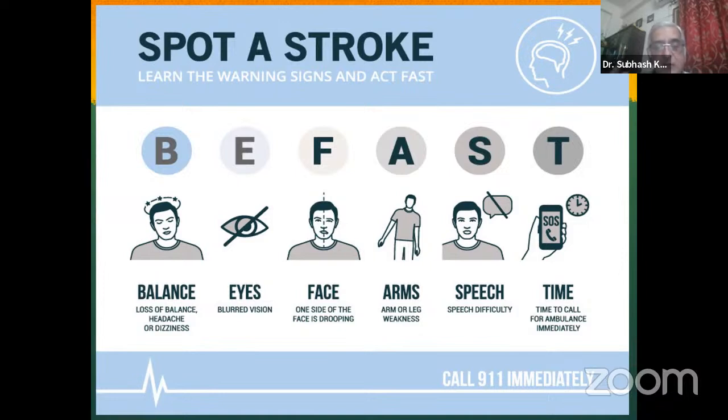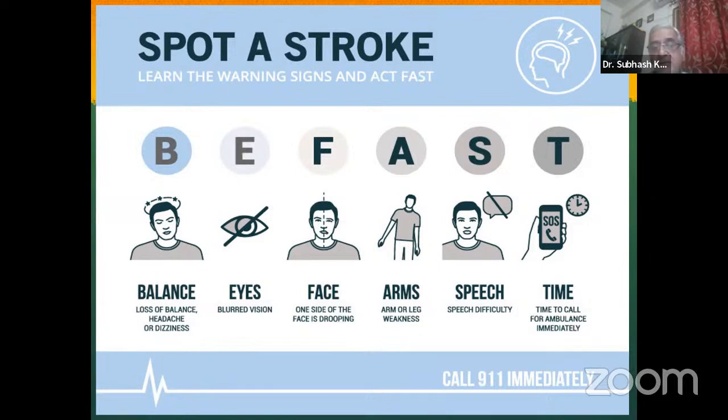When he will smile, the droop of the face will come out. Is there any weakness in his arms or leg? For checking the weakness in the arms, ask him to raise both his arms, and one of the weak arm will just slide down. And obviously, if there's a leg weakness, you will notice an obvious limp.